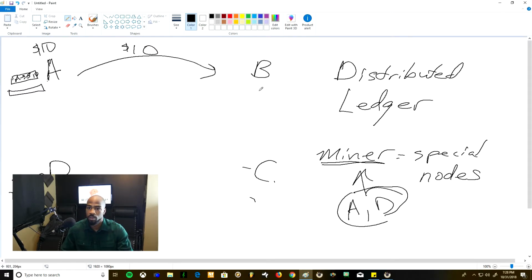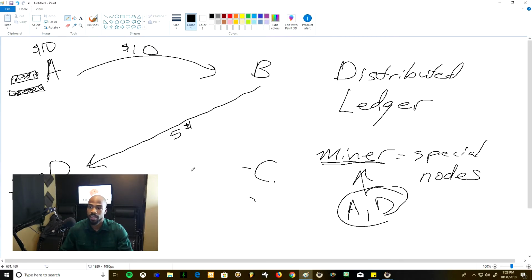Okay, now let's assume B sent D $5. Okay. This is true because B has $10, so let's put that on their blockchain. This is able to happen, that B can send D $5. B sends D $5. Okay.